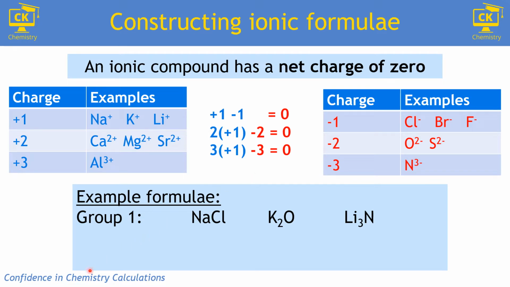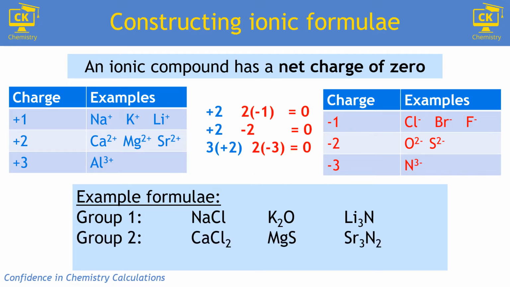Similarly, we can look at example formulae for group 2. You can see the maths isn't much harder. We've got a +2 and 2 lots of -1 to give us 0 for our calcium chloride. If we have a +2 and a -2, we just need one of each. And then the only time it gets a tiny bit more challenging is when you've got a combination of a +2 and a -3. So this time we're doing a bit of cross multiplication.